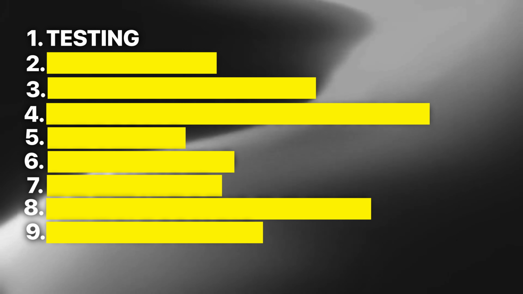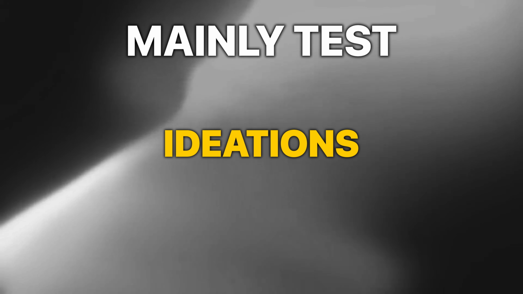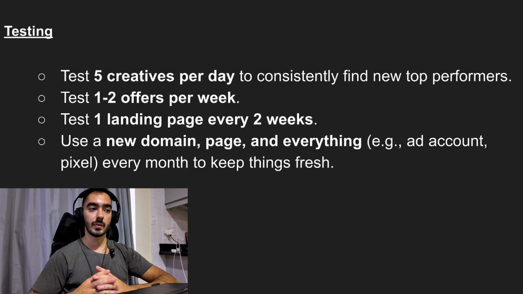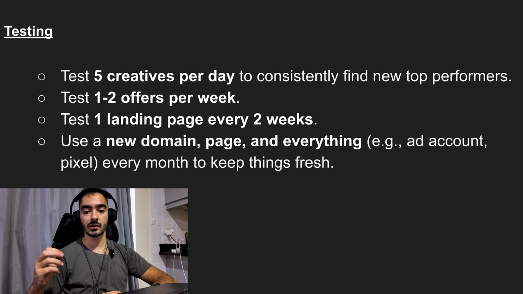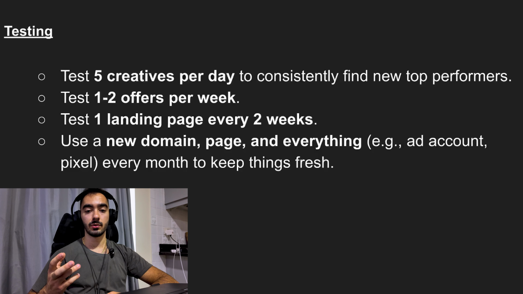So testing. You want to test 5 creatives per day to consistently find new top performers. So you want to mainly test ideations and iterations. Basically, an ideation is a new concept that you have found by doing research, whether that's on ChatGPT, deep research, or yourself actually going through your customer complaints and finding something that they're all constantly talking about, and then making a concept based on that. And you want to test images and UGC content and also edited content. So you need to get an editor, or you can do it yourself in the beginning.